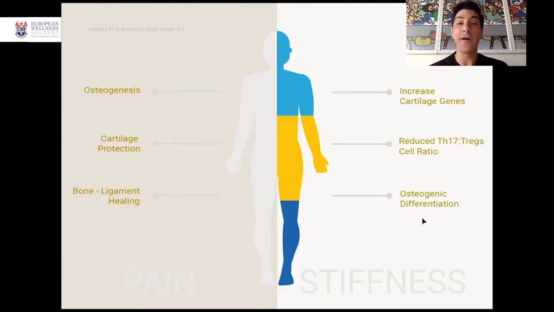processes. So here you have the good effects from the IL-1R antagonist, which are osteogenesis, production of new cells, cartilage protection, faster bone and ligament healing, increase of cartilage genes, reduction of the ratio of Tregs and Th17 cells, which is the tolerance from different kinds of T cells, and osteogenic differentiation. So you have new cells, better cells, young cells, less inflammation, a lot of things going on that is just protecting your cartilage and also producing new good cells. Protect and make your cells younger.